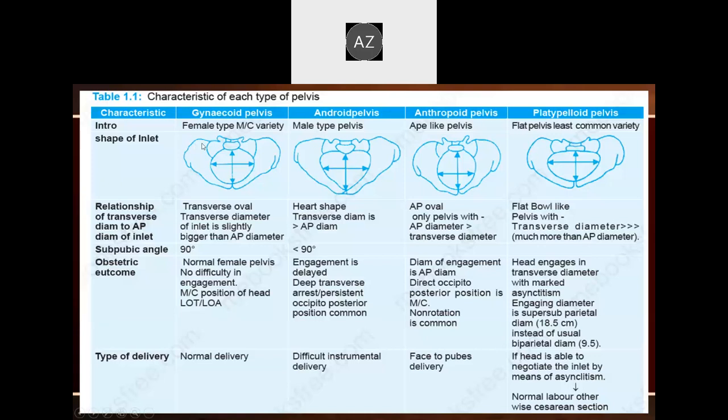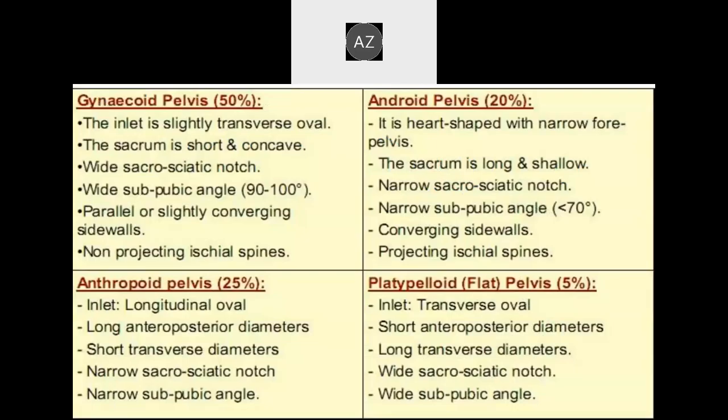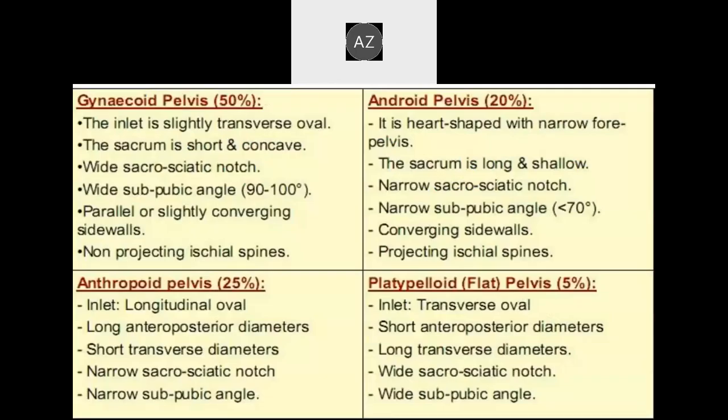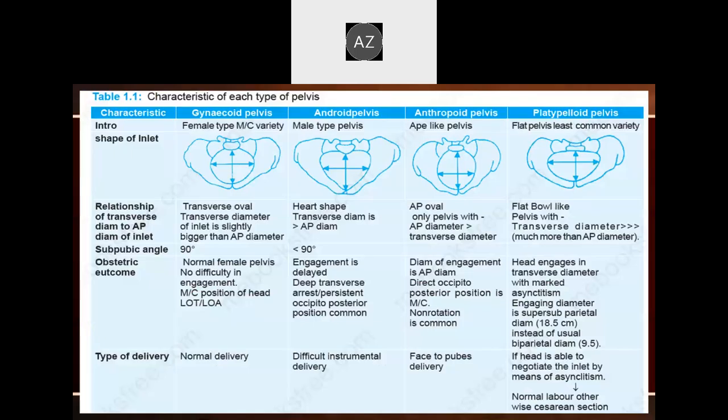The percentage in the female population is 50%. And then we have the android. You see here the inlet is called gynecoid. It's oval. You can see here, the inlet here is oval. And then the android is mostly the male type. It is heart shaped. The subpubic angle, we want to look at it, is below 90. And here is 90.